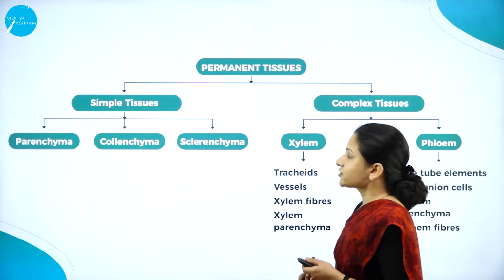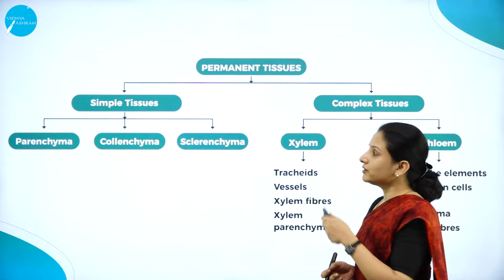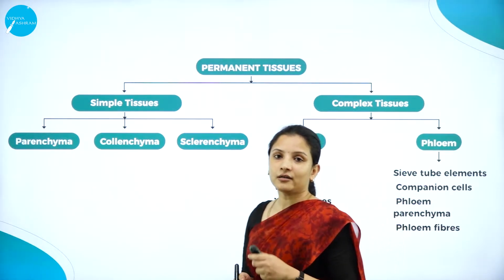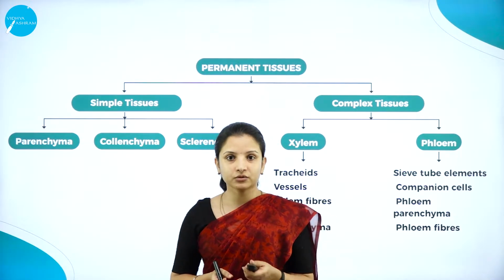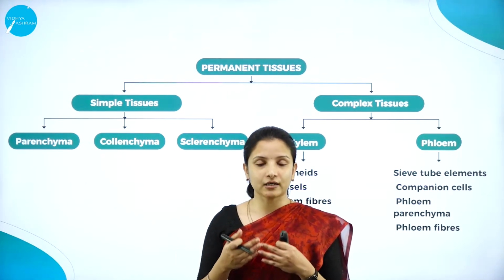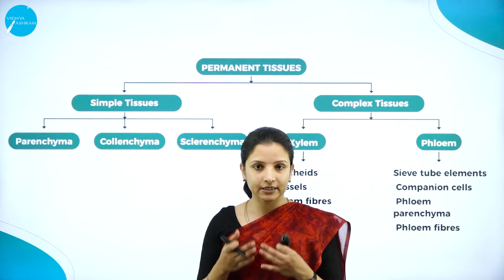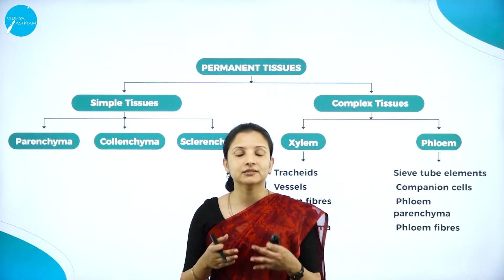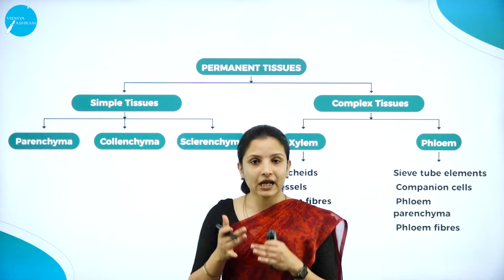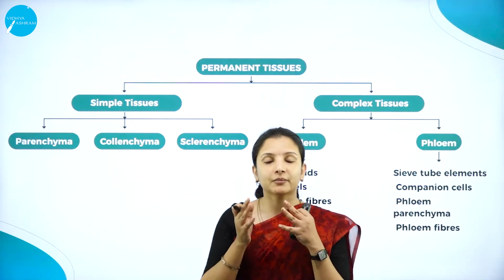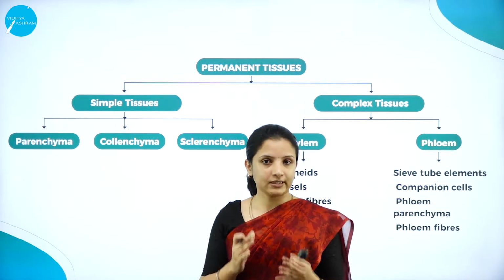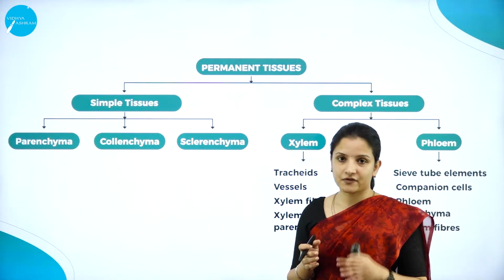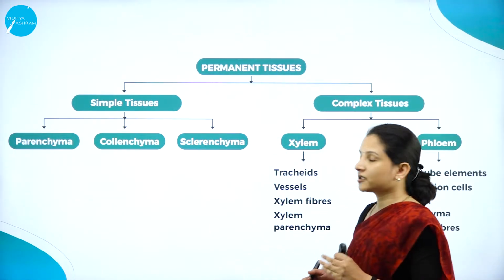The permanent tissues are again divided into simple tissues and complex tissues. But before moving into that, what are permanent tissues? Permanent tissues are the cells which no longer divide. Why they don't divide is because the cells are already matured. They have reached a stage wherein the mature cells will no longer divide. Such cells which do not undergo any division are called the permanent tissues.